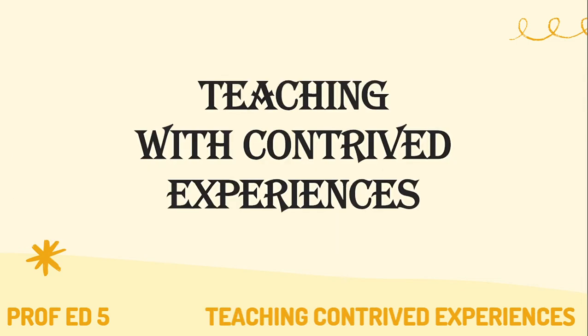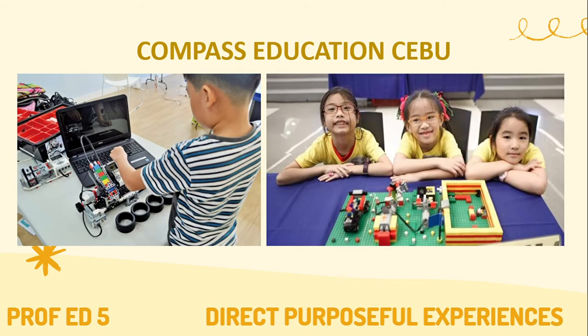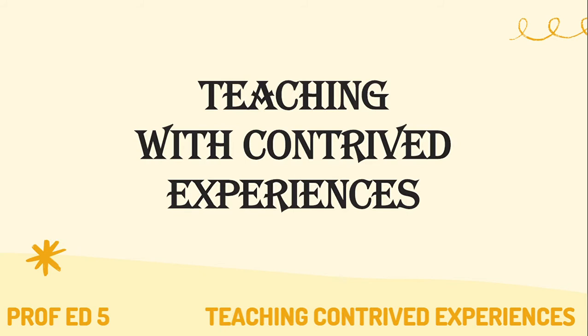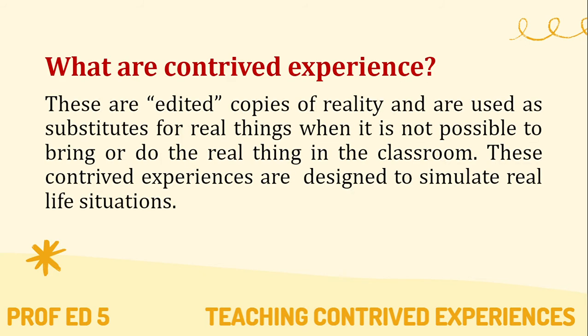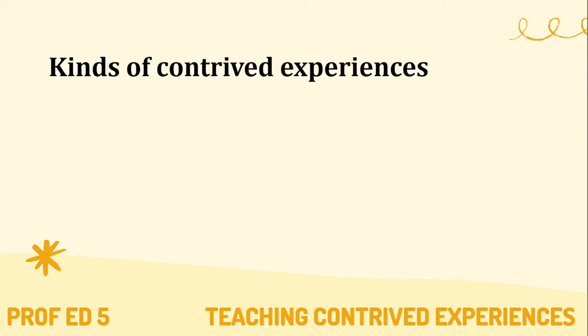Now, so those are the examples of the direct and purposeful experiences that we have. Next is teaching with contrived experiences. So meaning there are also experiences that we cannot do in the direct experience, or like presenting with real objects. So what we do is we just have the edited copy of the real world. So what are those examples?